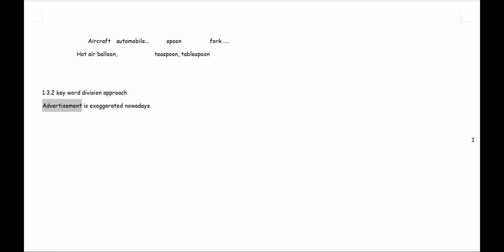So in this case, we use keyword division, right? When we say keyword, what is keyword? Keyword equals either a noun or an adjective. We don't care about verbs. So this is the prompt, the thesis statement. We have advertisement as a possible keyword. Exaggerated is a possible keyword, right?